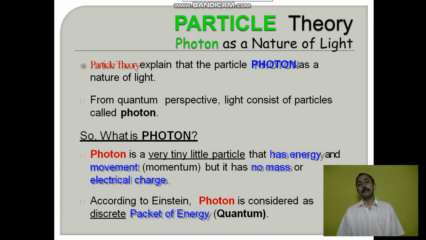Particle theory explained the particle photon as the nature of light. From the quantum perspective, light consists of particles called photons. So what is a photon? A photon is a very tiny particle that has energy and movement, that is momentum, but it has no mass or electrical charge. According to Einstein, a photon is considered a discrete packet of energy known as a quantum.